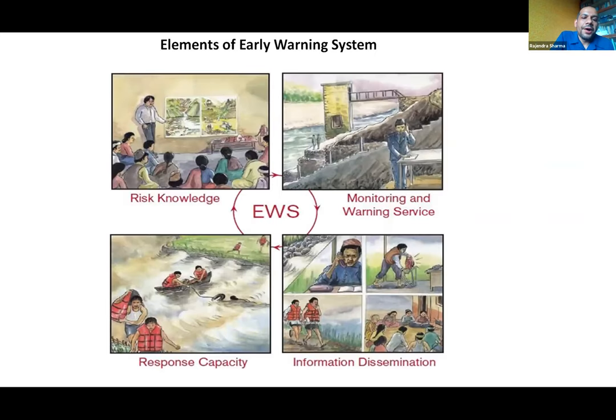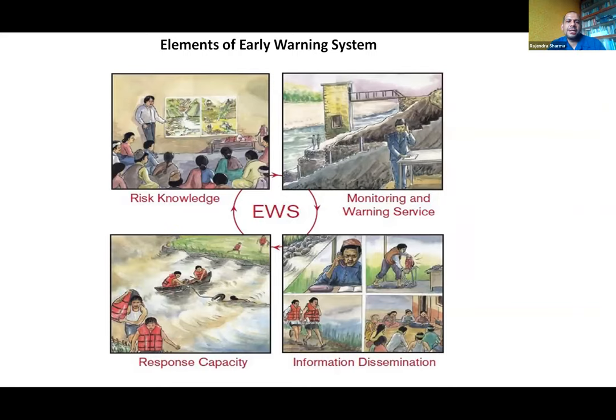So early warning system has four pillars, as many of us know, four elements. One is risk knowledge. Second is monitoring and warning service. And after that, information dissemination, and finally response capacity. So all these four elements should be in place and should be functioning well for a better early warning system.